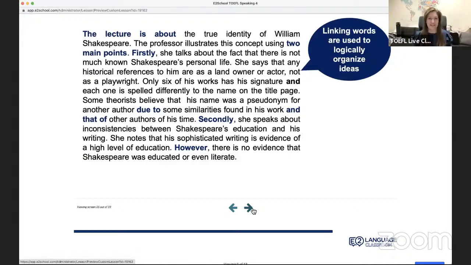You don't want to use them every other word. I see some that overuse them. These are done really well. The lecture is about using 2 main points. Firstly, and due to, and that of, sorry, that was hard to read. So firstly, secondly, however, we've talked about those main points. So these are really good phrases to use, those linking words. We also call them signposting language. You hear them referred to by a few different things.